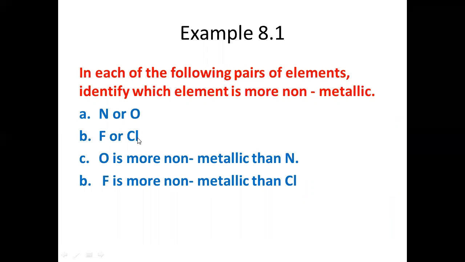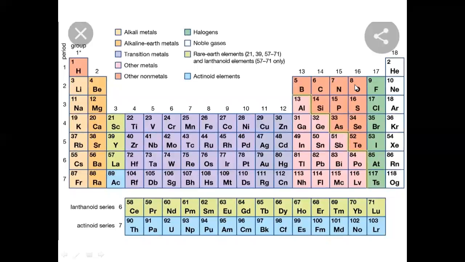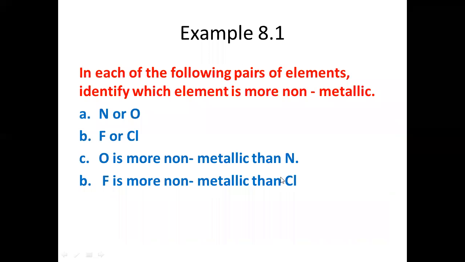Fluorine or chlorine: fluorine and chlorine both belong to the same group. And as I told you, non-metallic character or electronegative character decreases from top to bottom. So it means that the non-metallic character of fluorine will be greater than chlorine. Fluorine is more non-metallic than chlorine.